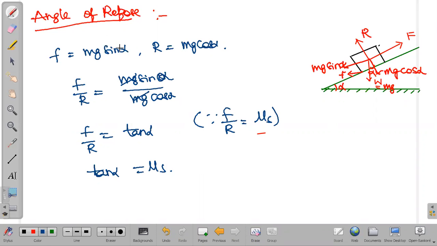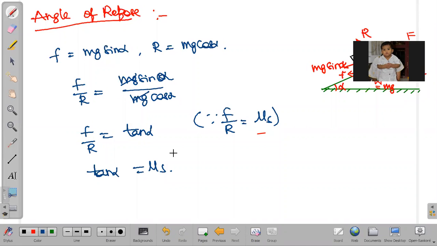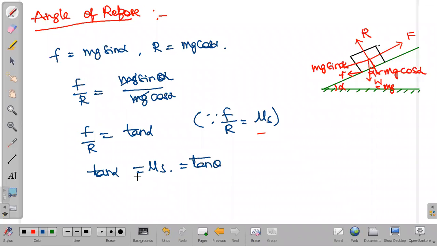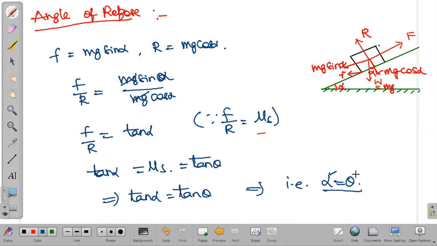When we were defining the angle of friction, we indicated it with theta. That tan theta also we got as mu s, right? So mu s is equal to tan theta, which means tan alpha is equal to tan theta. From this expression, what can we write? That is alpha is equal to theta. So what we can say from this is, angle of repose is equal to angle of friction. Just to differentiate the angles, I have taken alpha here. So angle of repose is equal to angle of friction.